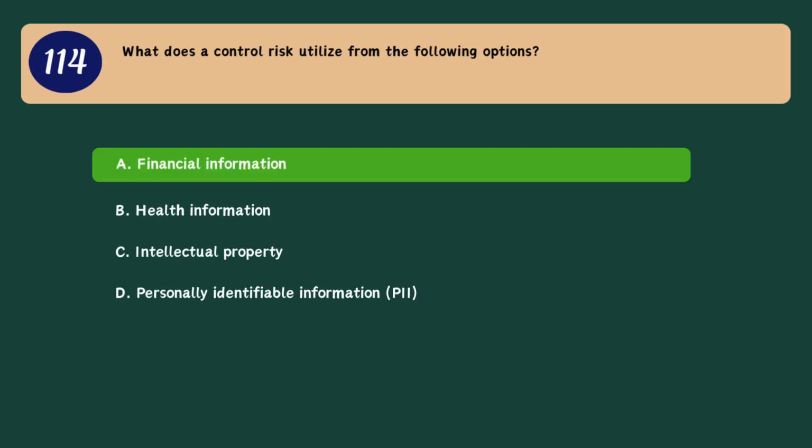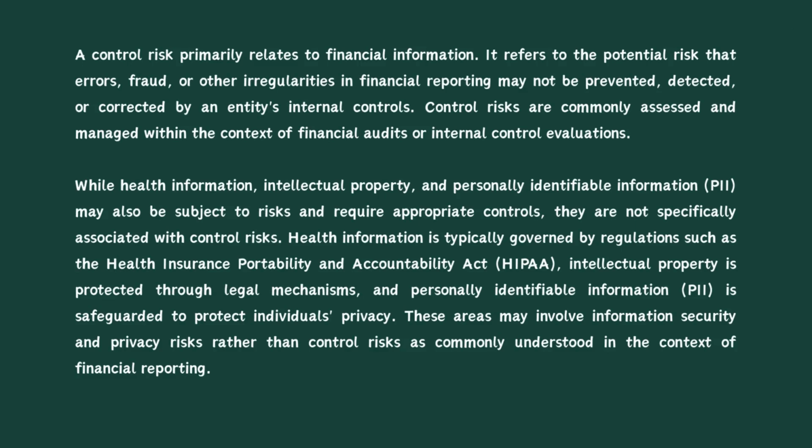Correct answer. A. Financial information. A control risk primarily relates to financial information. It refers to the potential risk that errors, fraud, or other irregularities in financial reporting may not be prevented, detected, or corrected by an entity's internal controls.